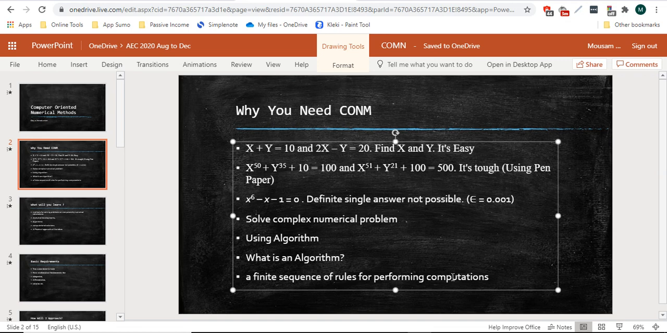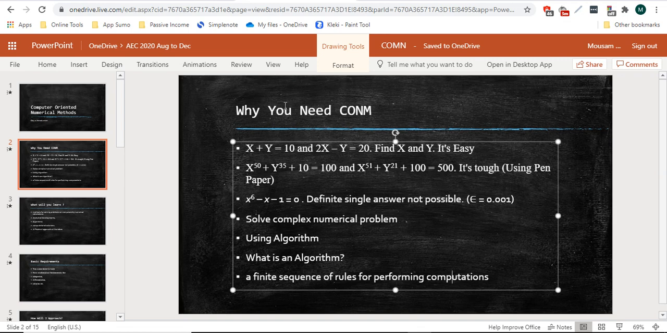Now why has the need arisen? Because as science and technology have advanced, we are trying to solve real life practical problems, and in order to do so, the simulated mathematical model of such problems is a complex exponential function. So we require such kind of computers. We require computers to solve them.